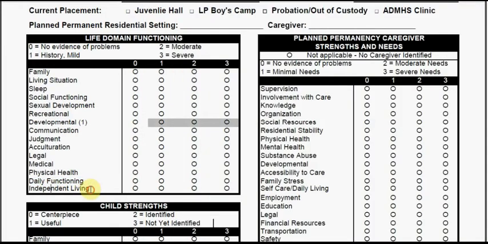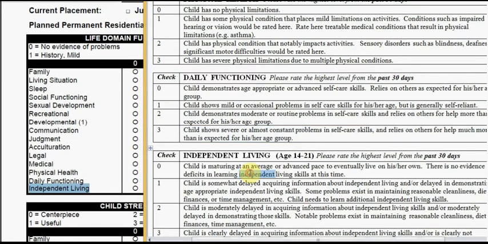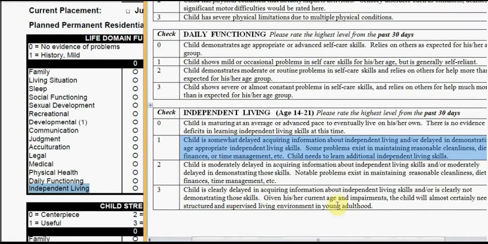And the last item in life domain functioning is independent living. In independent living, the child is maturing at an age or advanced phase to eventually live on his own. There's no evidence of deficits in learning independent living skills at this time. In 1, the child is somewhat delayed acquiring independent living skills and or delayed in demonstrating age-appropriate independent living skills. Some problems exist in maintaining reasonable cleanliness, diet, finances, or time management, and the child needs to learn additional independent living skills.